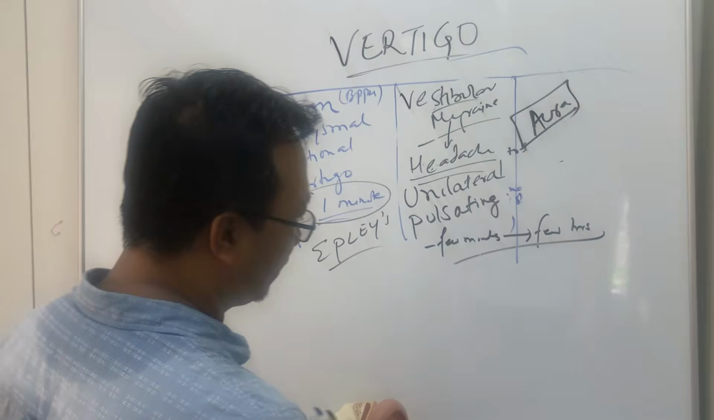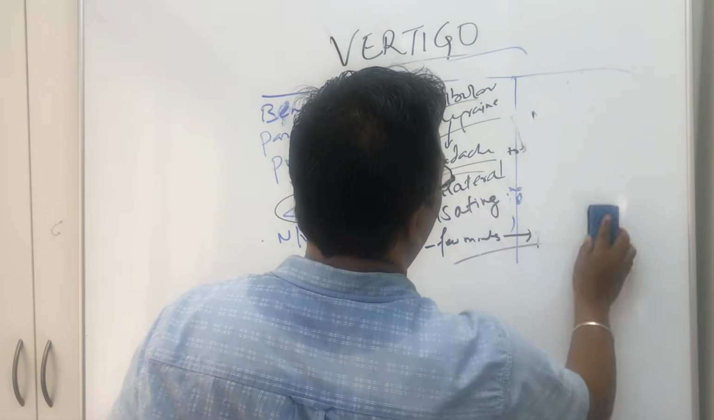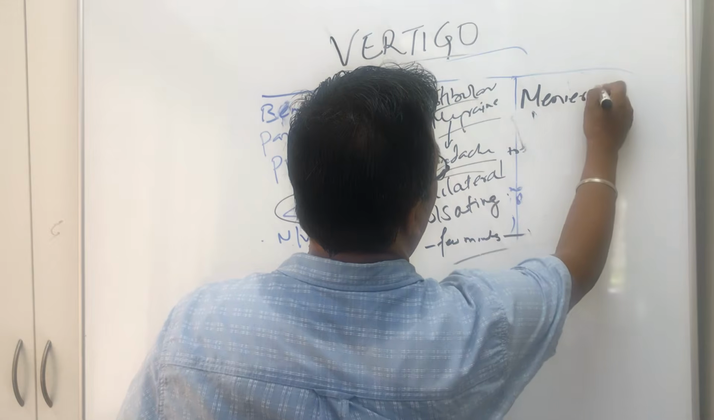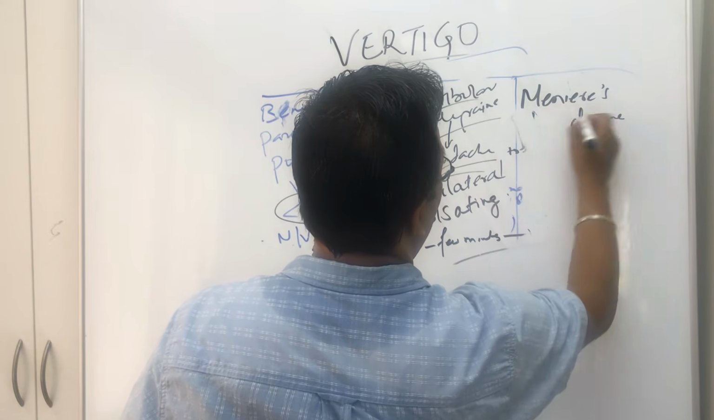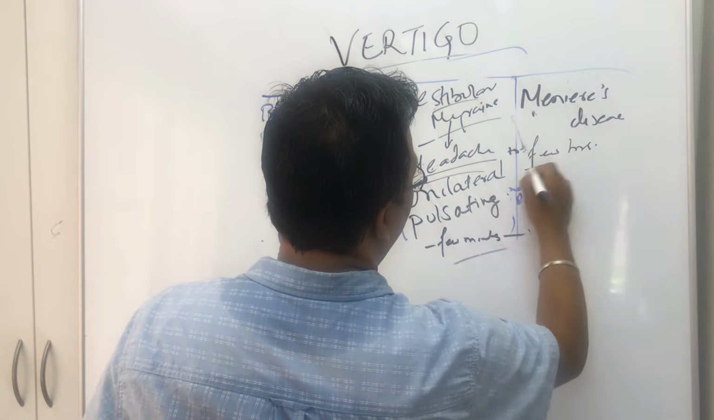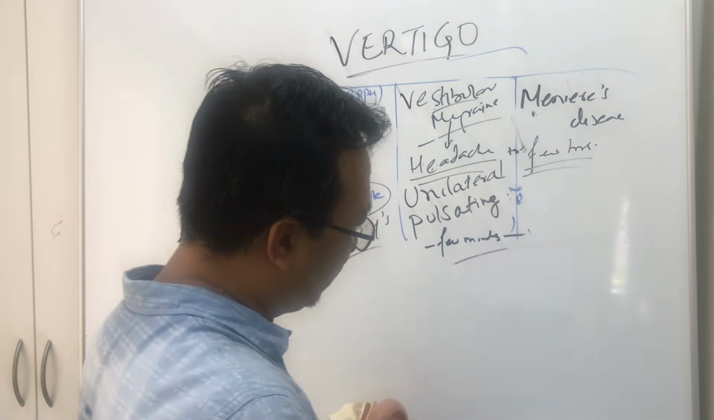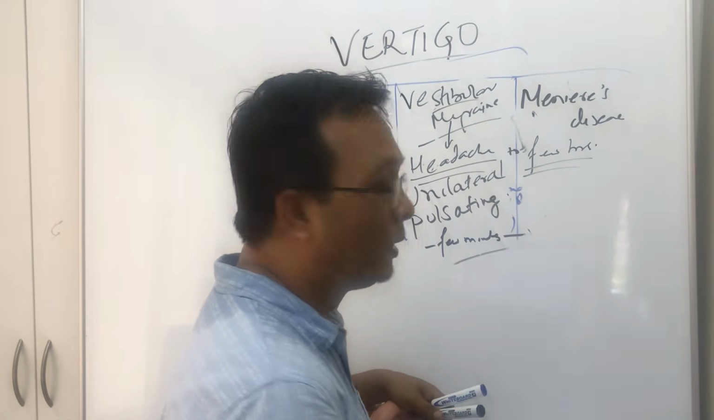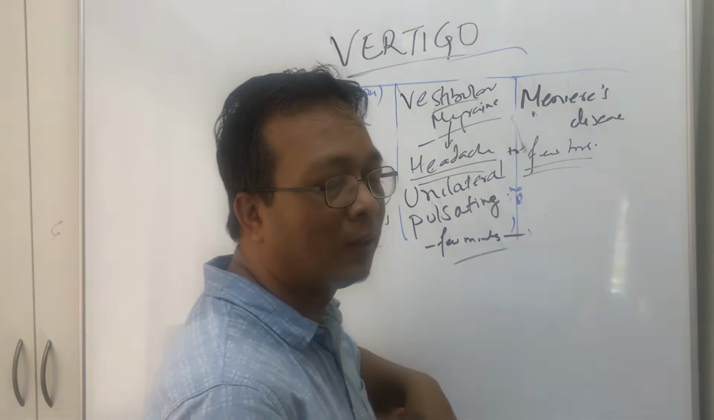Now, what is another condition? Meniere's disease. In Meniere's disease, it also lasts for a few hours, prolonged hours, 8 hours, 10 hours, even sometimes 2 to 3 days.